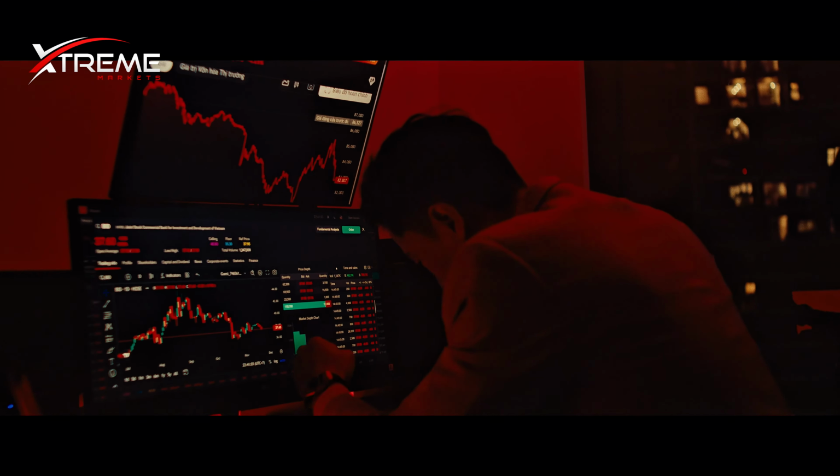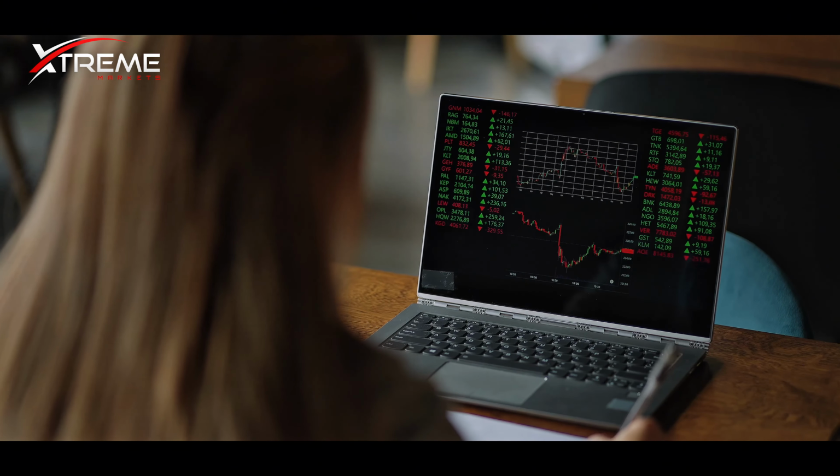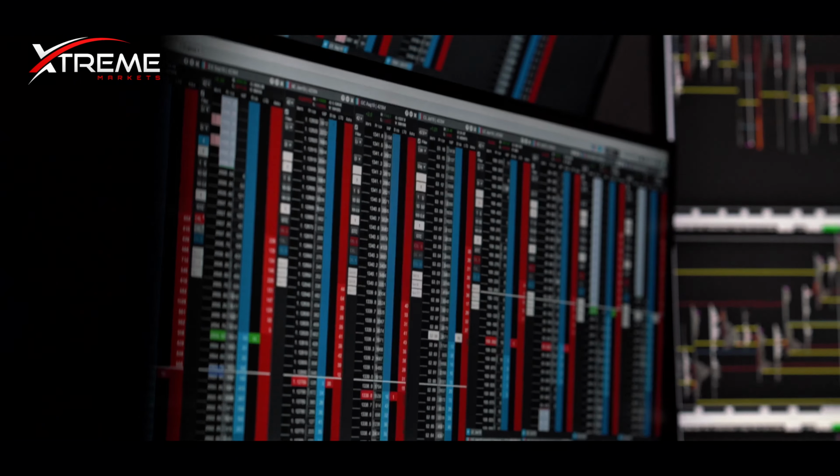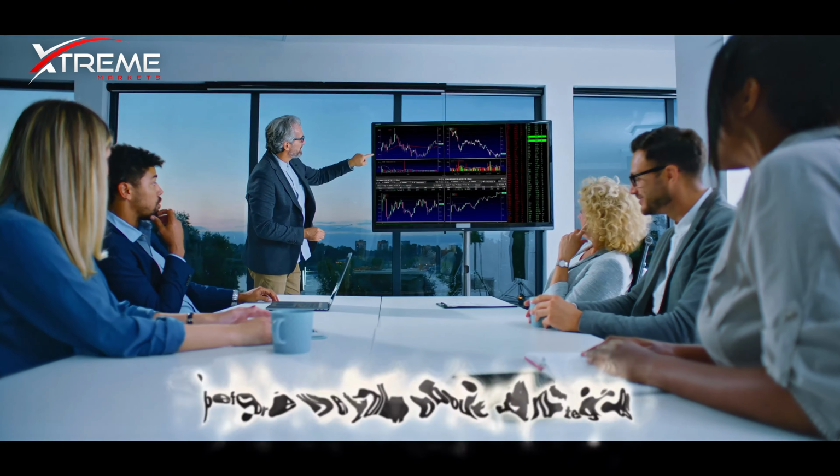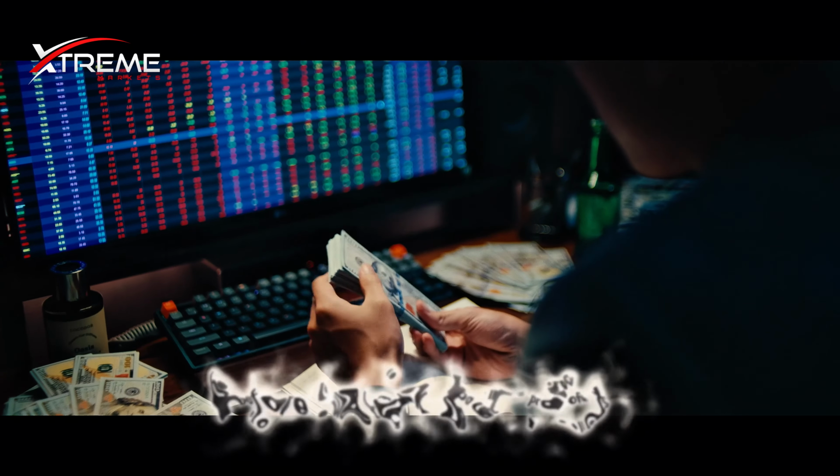Because in Forex, price does not move randomly, it moves towards liquidity. And this is where most traders get confused. They spend all their time trying to predict direction without understanding what is actually pulling price. So, before we talk about entries, before we talk about strategies, before we talk about profits, we first need to understand one thing: what liquidity really is.